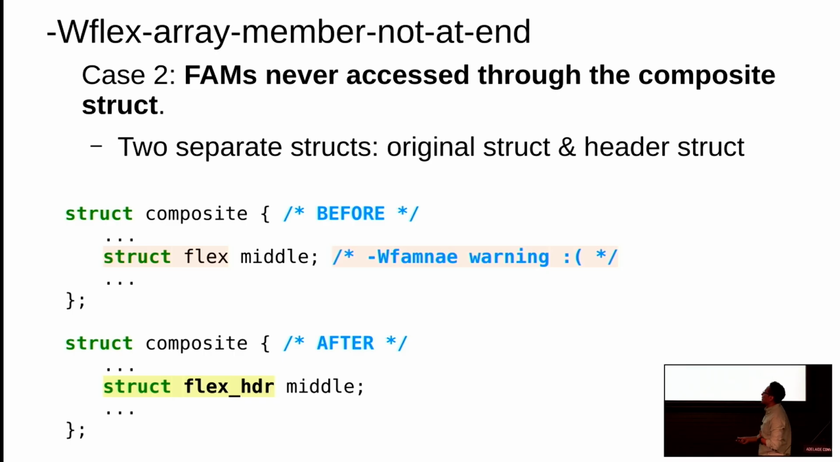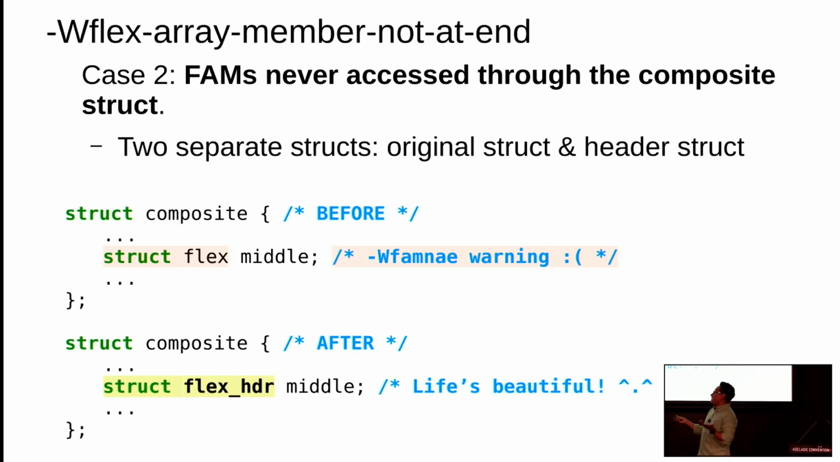Then the next thing that we can do is identify the conflicting member, in this case middle, and we just change the type of middle from struct flex to struct flex header. So with this, the warning goes away, and life is beautiful, right? Because the composite structure has no visibility into the flexible array member anymore, so the compiler is totally fine with that.